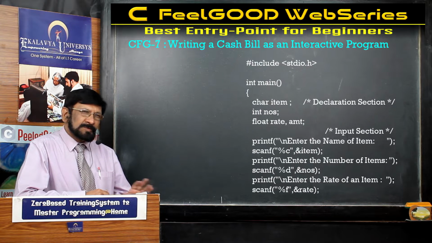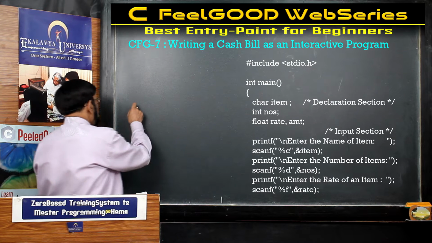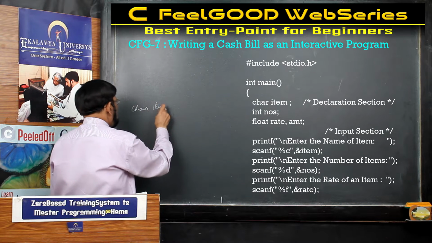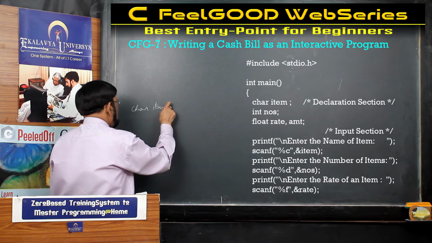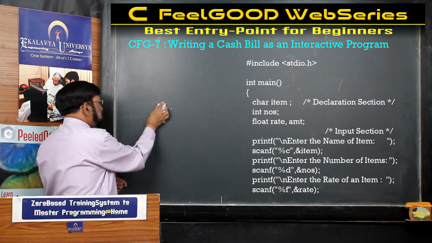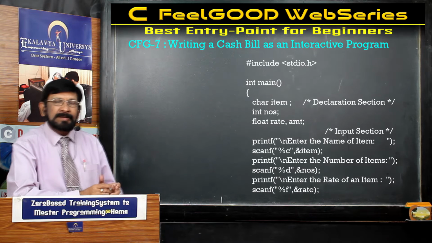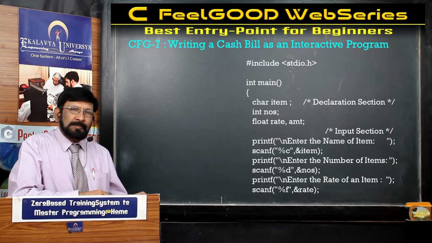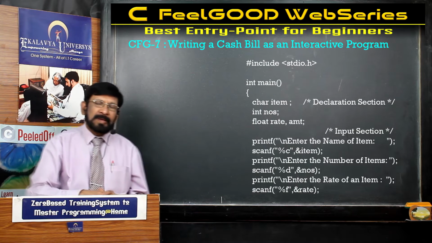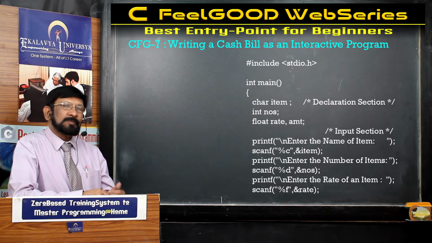Actually, if you see the previous two programs, those are static programs. Suppose one example I give you, item A, like that we defined. That means this is useful only for one item; cash bill will be prepared only for A. Suppose if you want to prepare a cash bill for B item, again you have to change the code. Actually, we should not change the code. Instead of that, we can develop an interactive program.